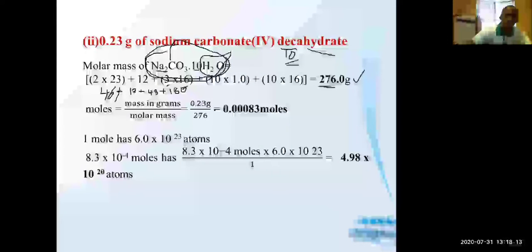And the mass is this. So the moles is 0.00083 moles. After that, you know that one mole has this number of atoms. So what about 0.00083 moles? You cross multiply, and you will be able to get 4.98 times 10 raised to power 20 atoms.